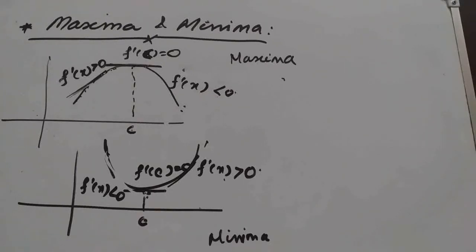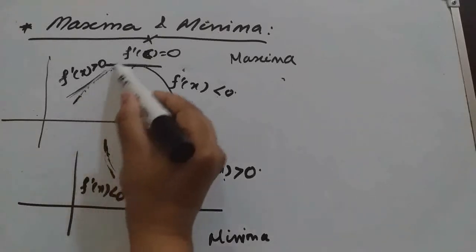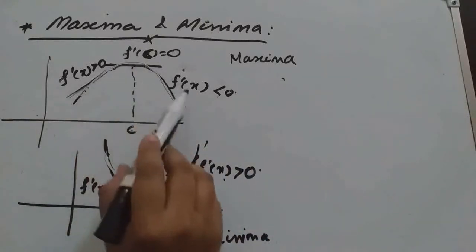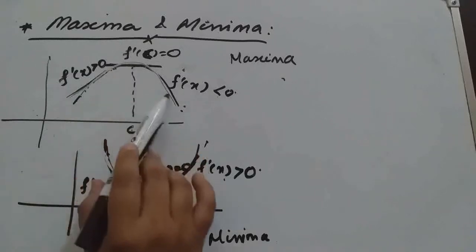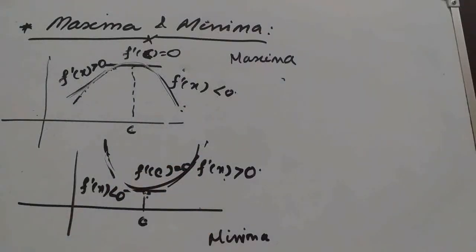So now we understood maxima point and minima point. If turning is there and the sign goes from positive to negative, the function will have maxima, and from negative to positive, the function will have minima. New concept is the local maxima and local minima.